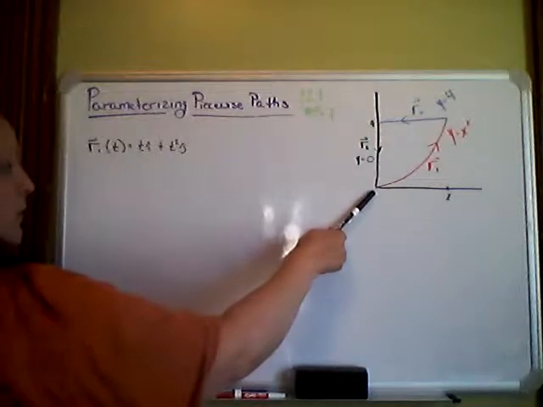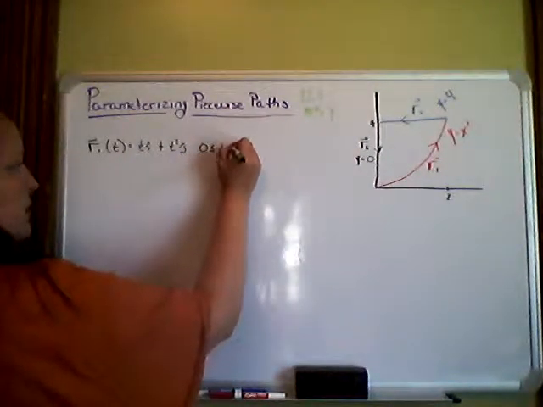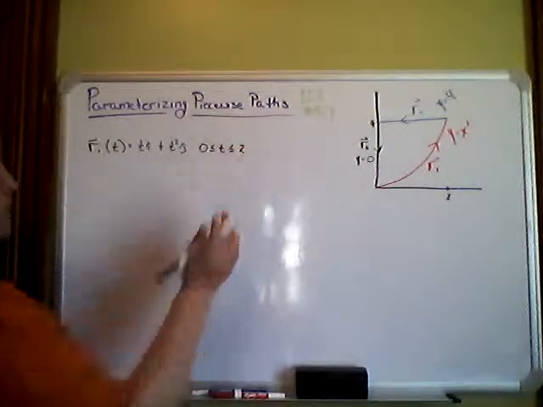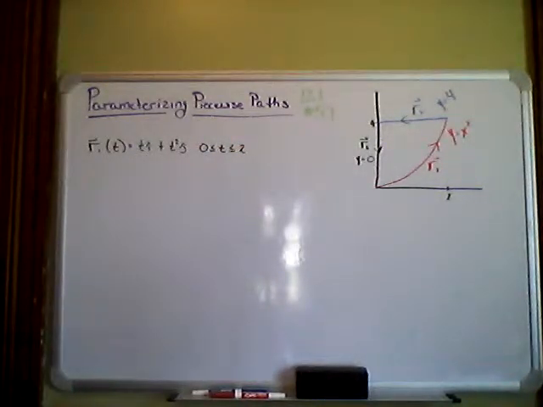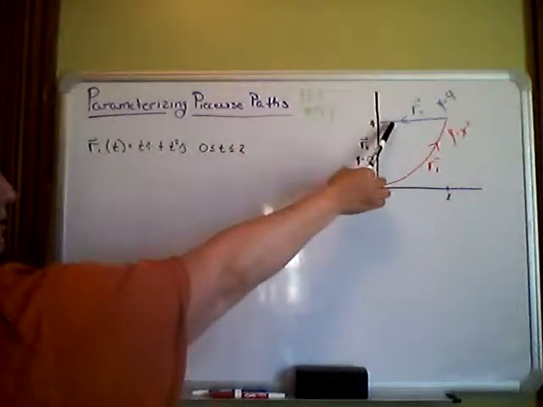As we can see, we want to go from 0 to 2, so it would be 0 less than or equal to t less than or equal to 2. And that's it. That's all we have to do for the first piece. Nice and simple.